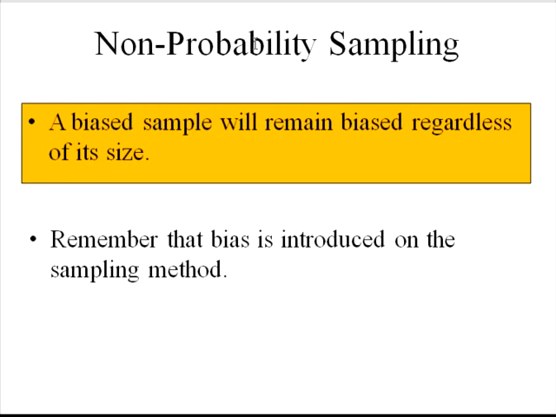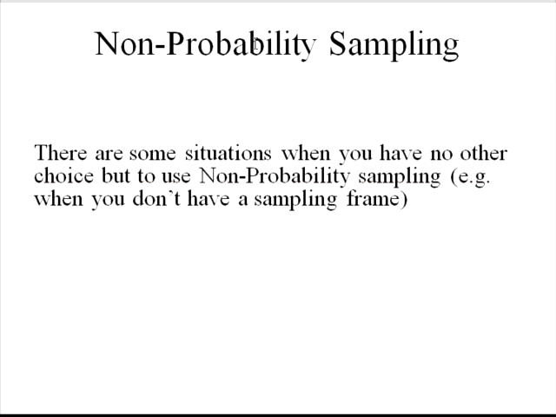And non-probability samples are biased, and they remain biased regardless of how large the sample is, right? Bias is not a function of sample size or of sample composition, as we discussed in the previous video, but it is a function of how the sample is selected, right? It's the sampling method that makes it biased or not.